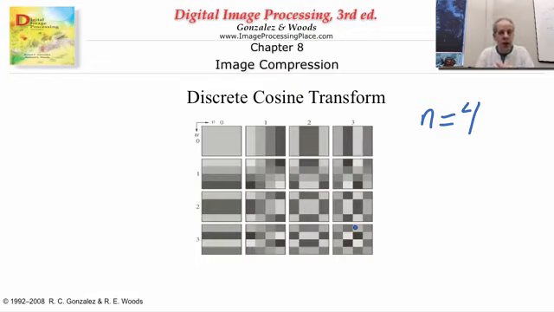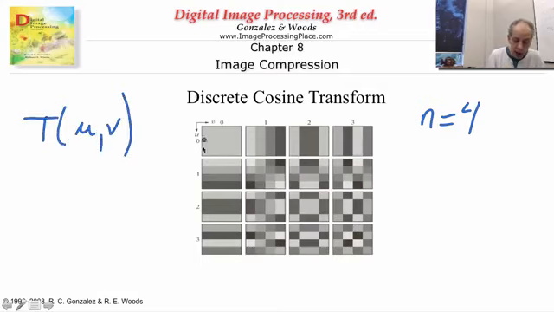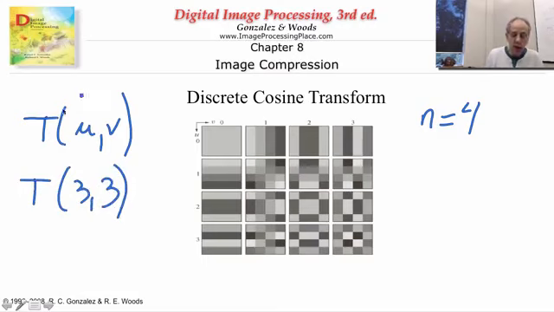So if your image is flat, it's going to only be non-zero for this t, u, v. If your image has a lot of variations, you're going to have coefficients also for t, 3, 3. So each one of the t, u, v's tells you how much of this type of component you have. Okay? So basically, you have represented your n by n image into a linear combination of these type of images.